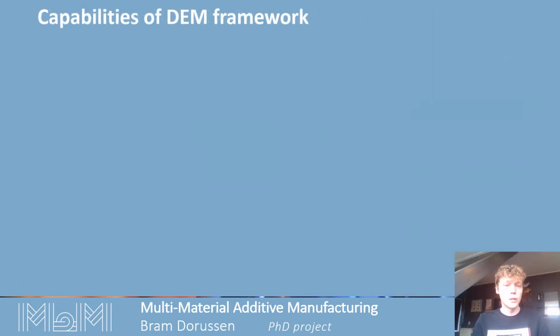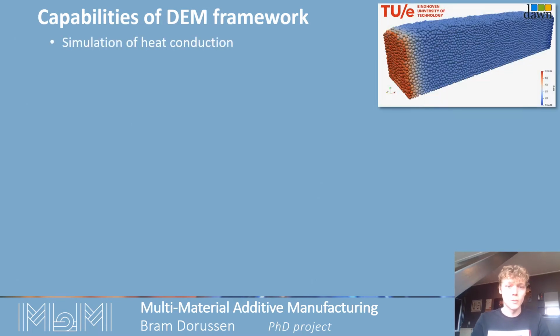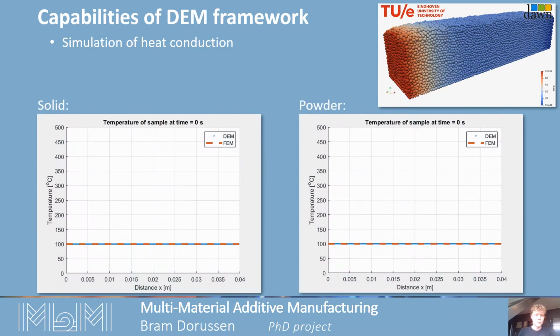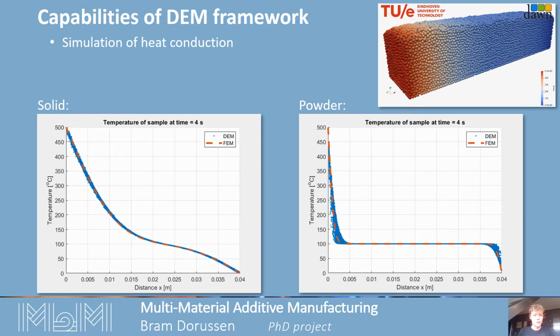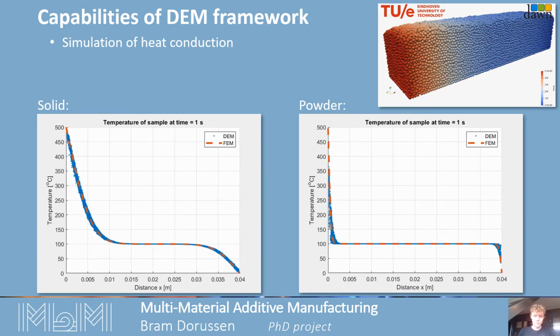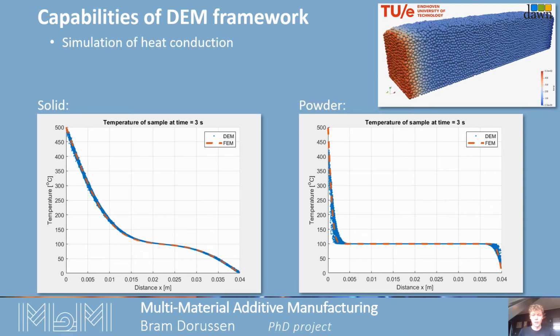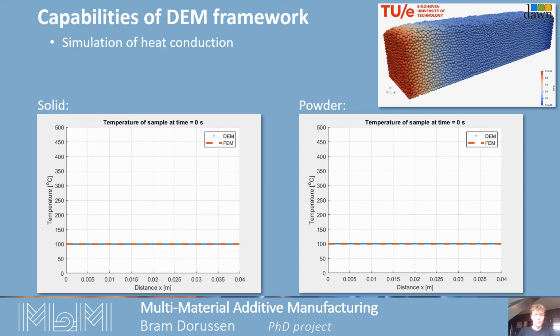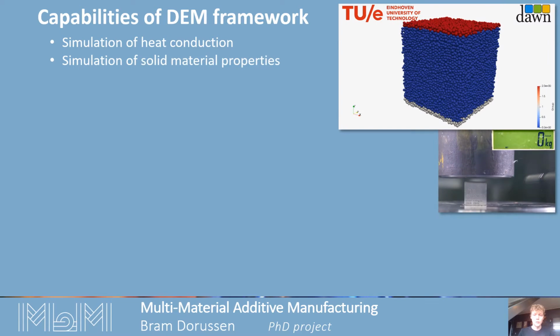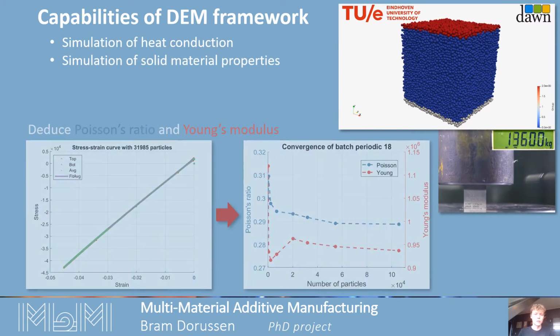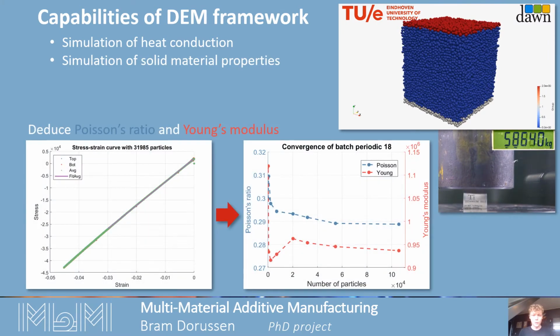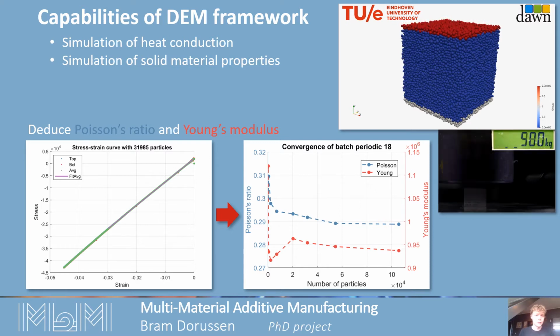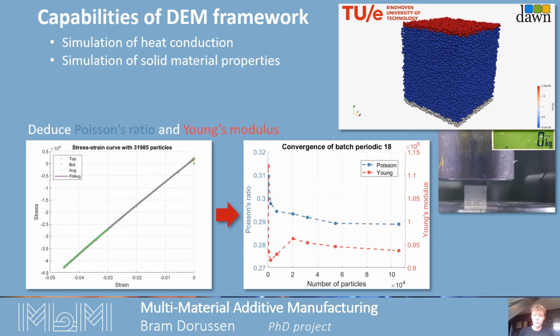To achieve all this, we can do the following with our simulation. We can simulate heat conduction over time. We can see that the discrete element method correctly follows the finite element converged simulation, both for a solid and for a powder. We can also simulate solid material properties, so we can perform a compression test, deduce the forces and the strains, plot the stress-strain curve, and then deduce the Poisson's ratio and the Young's modulus.